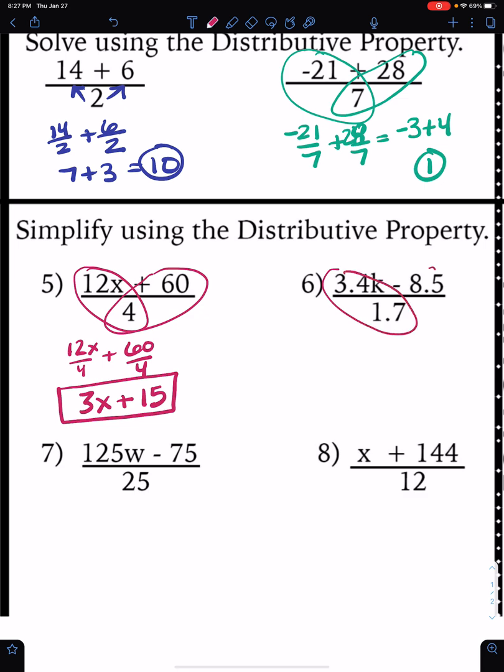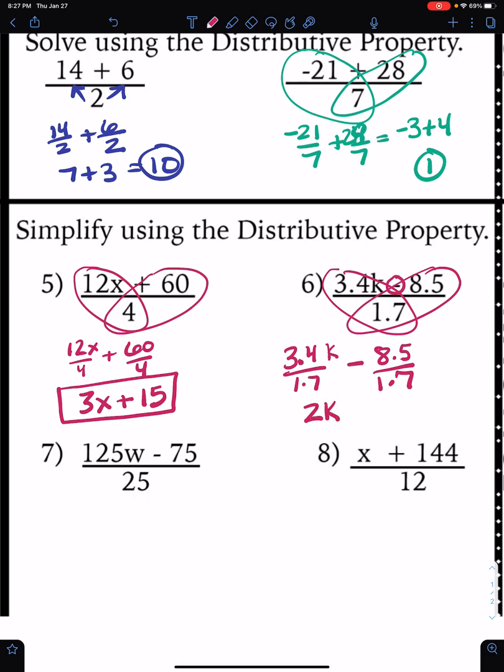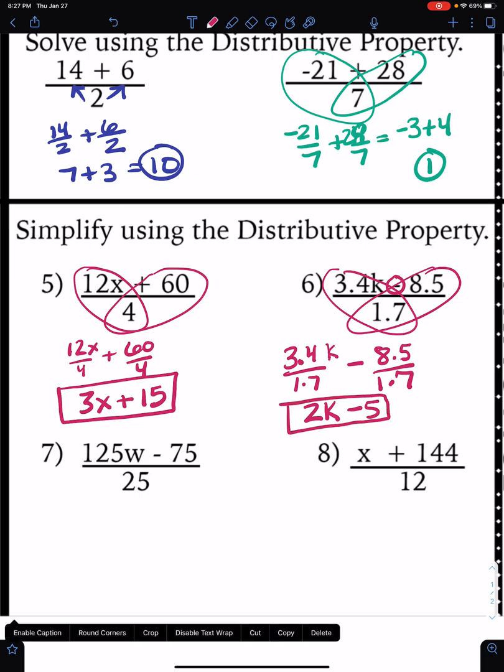So here I'm going to divide both of these by 1.7. So I have 3.4k divided by 1.7. And then here's my negative, or my subtraction, 8.5 divided by 1.7. So 1.7 goes into 3.4 twice, don't forget the k. And 1.7 goes into 8.5 5 times. That's my answer. I cannot combine something with a variable and something without a variable.